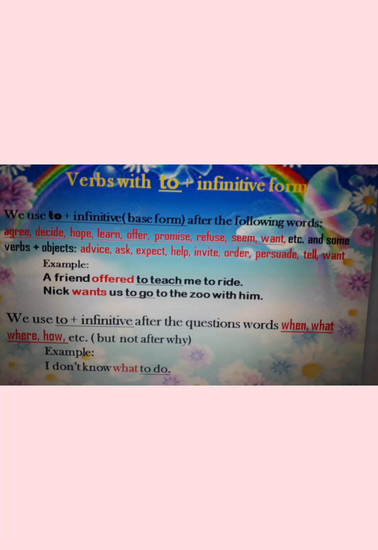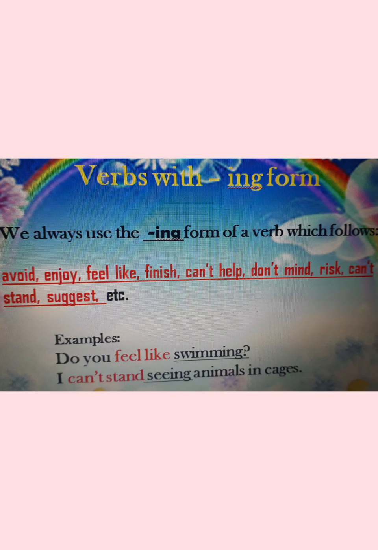In Unit 14, this is totally the same as the lesson in Unit 20, the verbs with to plus infinitive form. We use to plus infinitive or base form after the following words: agree, decide, hope, learn, offer, promise, refuse, seem, want, etc., and some verbs plus objects. We always use the ing form of a verb which follows: avoid, enjoy, feel like, finish, can't help, don't mind, risk, can't stand, suggest, etc.